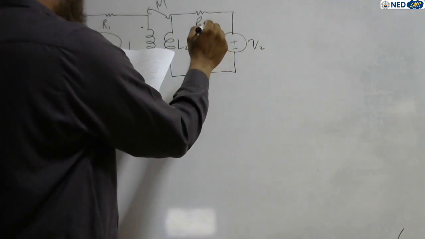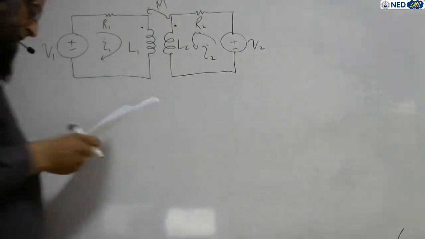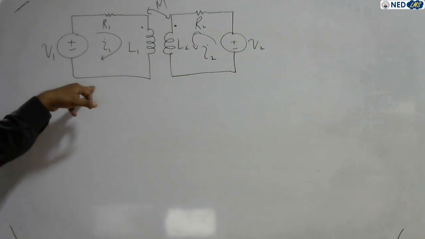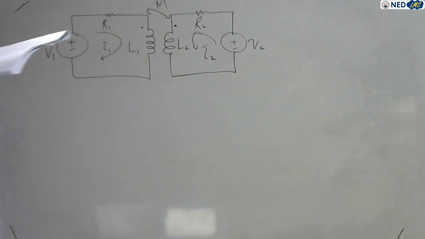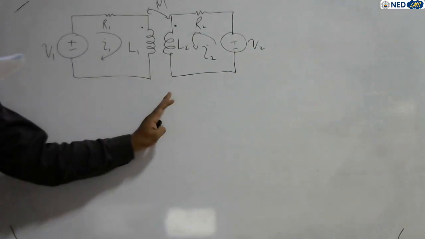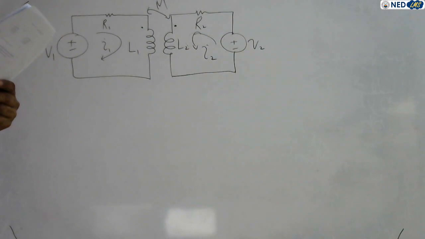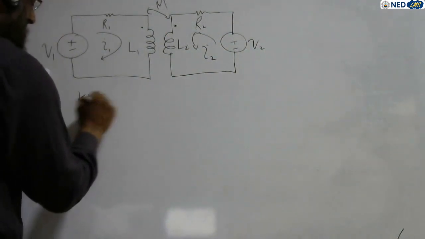And I placed my dot here, right? Now we have to write the KVL equation for these two meshes. We have to write the mesh 1 and mesh 2 KVL equations. What is KVL? Voltage rise is equal to voltage drop, right? So write the KVL equation for mesh 1, Kirchhoff's voltage law equation.